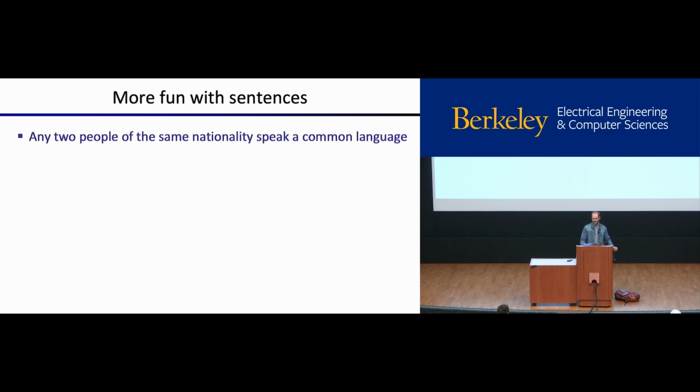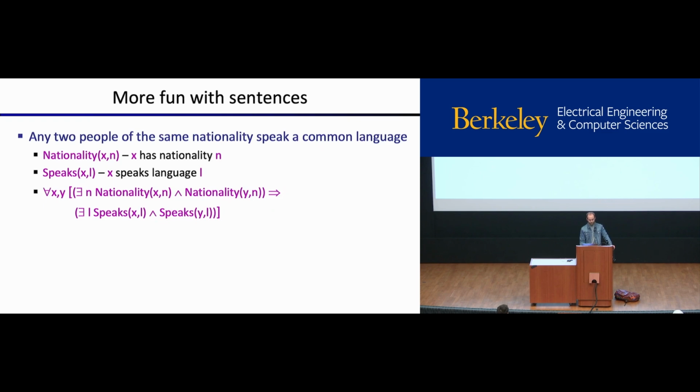Okay, more fun with sentences. Any two people of the same nationality speak a common language. So let's define two relations. That is, x has nationality n, x speaks language L. For all x and y, if there exists an n such that x has nationality n and y has nationality n, that implies that there exists an L such that x speaks L and y speaks L.